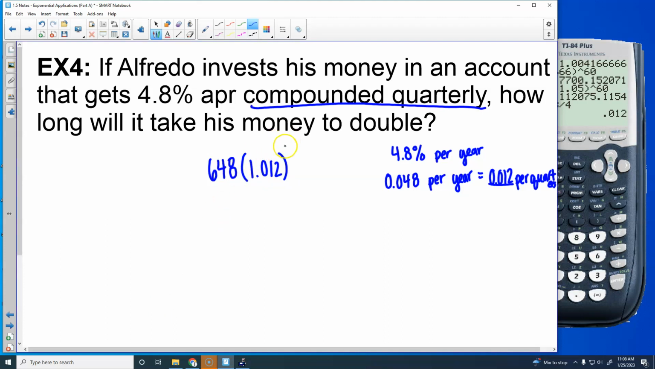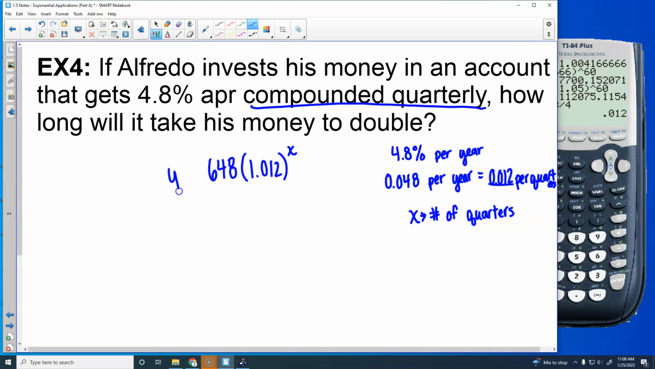This exponent is my time. So right now, I don't know how long it takes. That's my question, right? So X is what I'm looking for, but I must remember over here, I'm going to put myself a note. X is number of quarters, because since this is interest compounded quarterly, my time is in quarters of a year, not whole years.